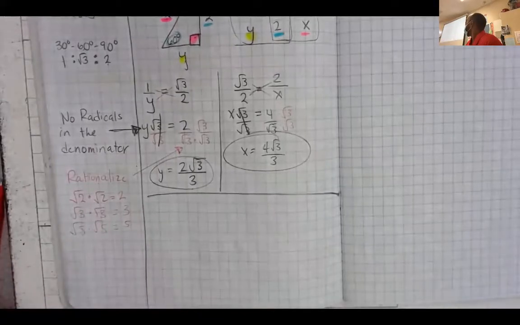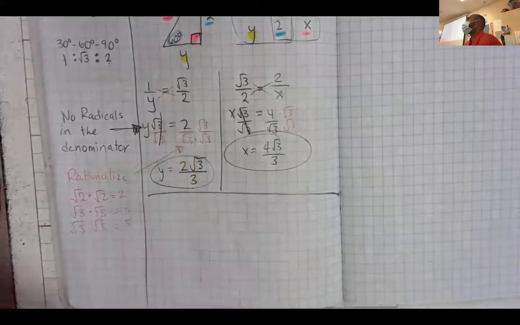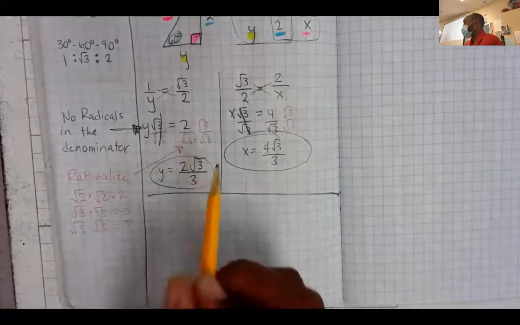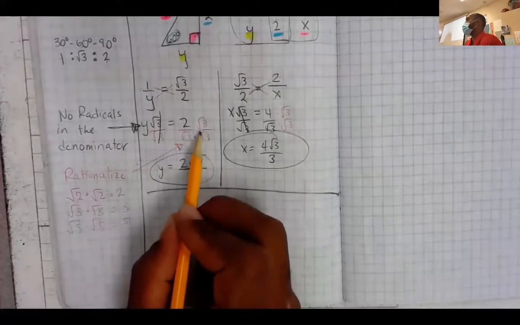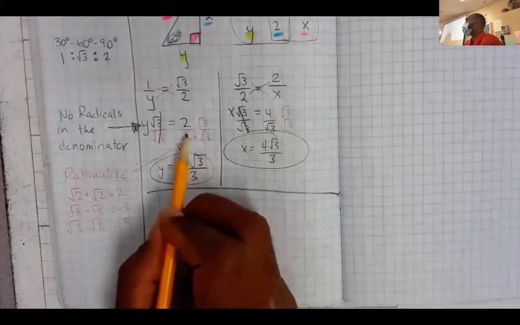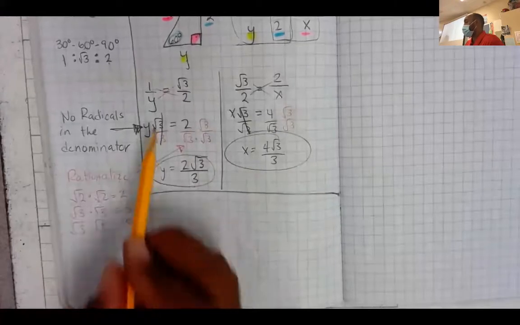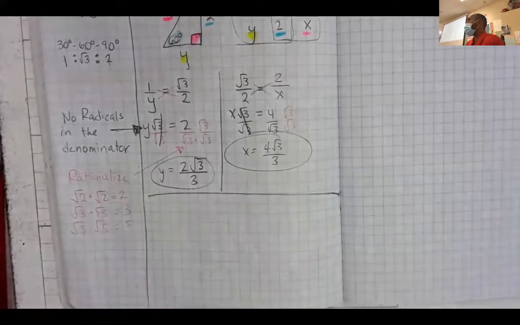Okay, now just know that most of your problems aren't going to be like that. I was, again, just picking out the harder ones. Most of the problems you're going to have, you won't have to rationalize at the end. You're not going to have to do this extra step. You're just going to, once you cross multiply and divide, you're done. Okay, you'll have your answer.